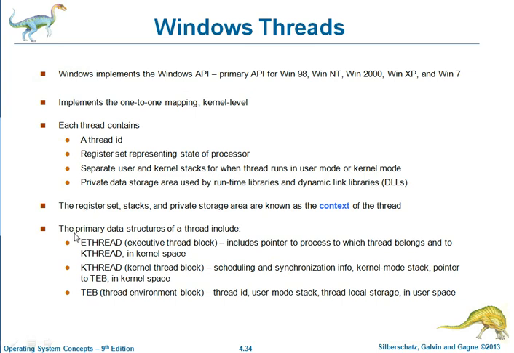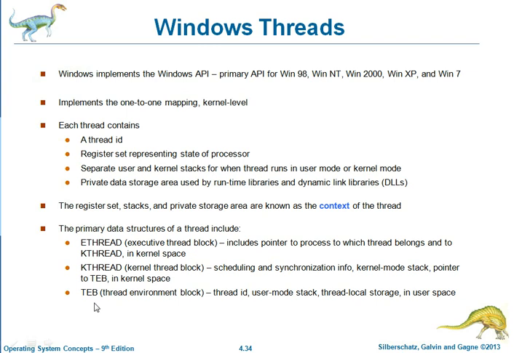Now, there are primary data structures to be considered in the thread. The ETHREAD, or the executive thread block, the KTHREAD, the kernel thread block, and the TEB, the thread environment block. Okay, isa-isahin natin. The key concepts of the ETHREAD include a pointer to the process to which the thread belongs and the address of the routine in which the thread starts control. The ETHREAD also contains a pointer to the corresponding KTHREAD. Okay, tapos pupunta na siya dito. The KTHREAD includes scheduling and synchronization information for the thread. In addition, the KTHREAD includes the kernel stack that is used when the thread is running in kernel mode, and a pointer to the next, that is the TEB.